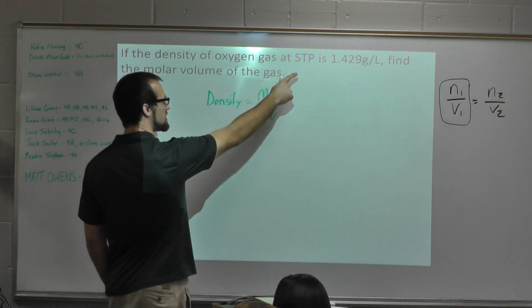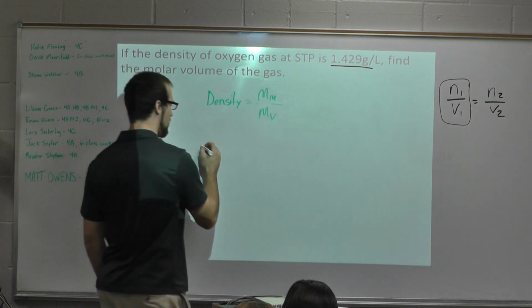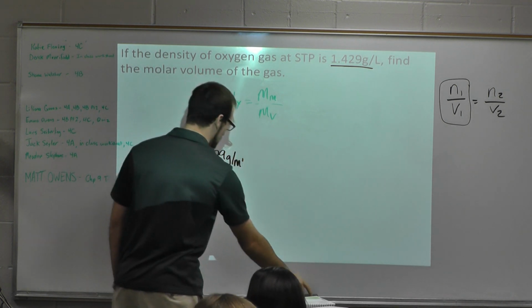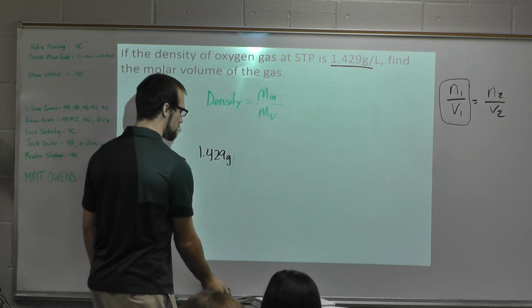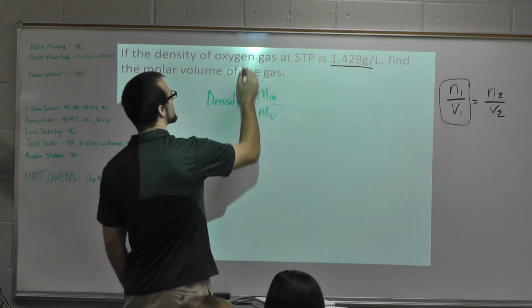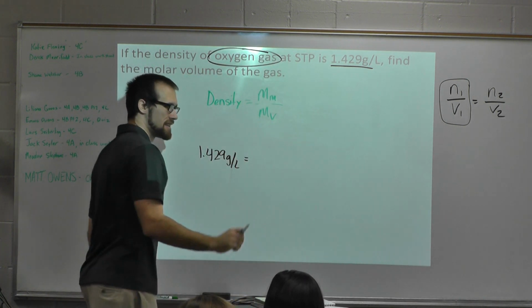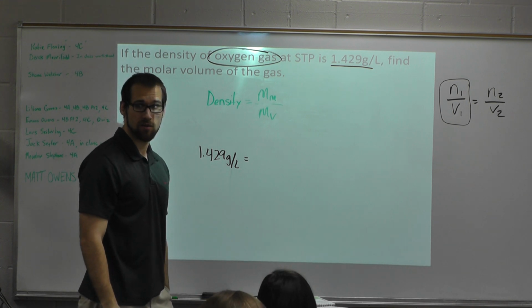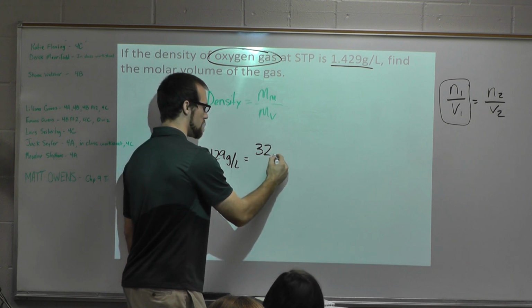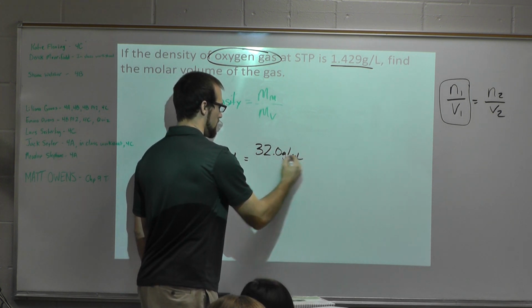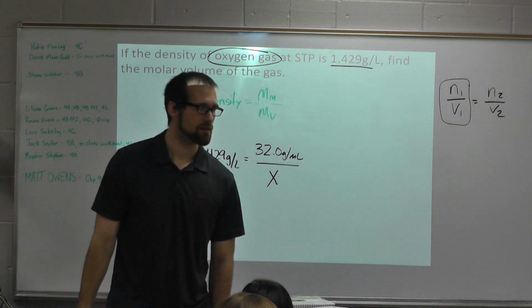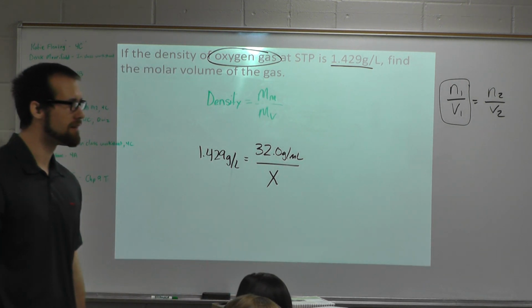So in this particular situation, we have the densities right there: 1.429 grams per liter, not milliliter. We've got the molar mass of oxygen gas. What is it? 32, because oxygen gas is diatomic. Can you solve for molar volume, or variable x? She needs a golden calculator to divide.